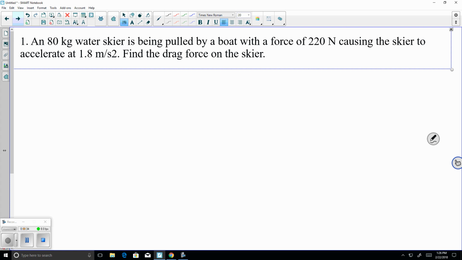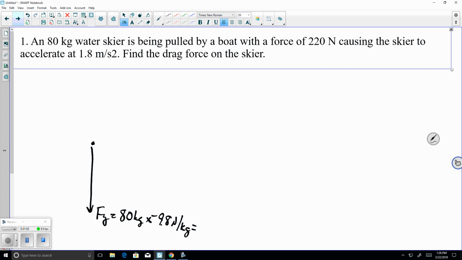So remember the steps. It's going to be at the top of your test. It's at the top of this worksheet. First thing, draw a force diagram. Okay, so we have a force diagram for the skier, and the skier has weight, the force due to gravity, and we can calculate that as 80 kilograms times minus 9.8 newtons per kilogram.